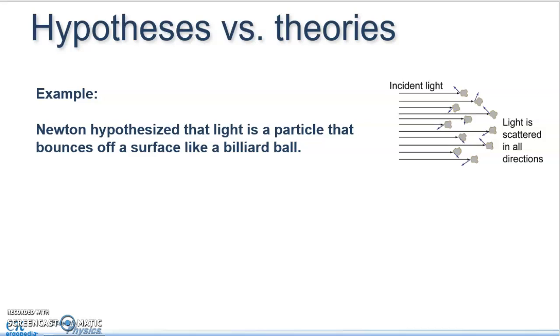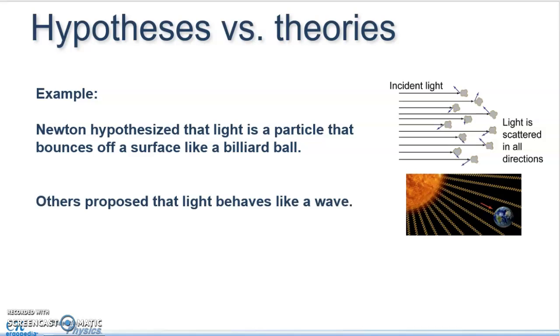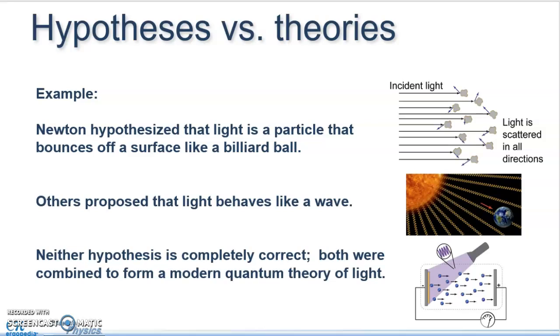Newton hypothesized that light is kind of like a particle and it bounces off of a surface. Others proposed that it behaved like a wave. And it ended up being that neither model was completely correct. Light, in certain experiments, behaves as a particle, and in other experiments behaves as a wave.